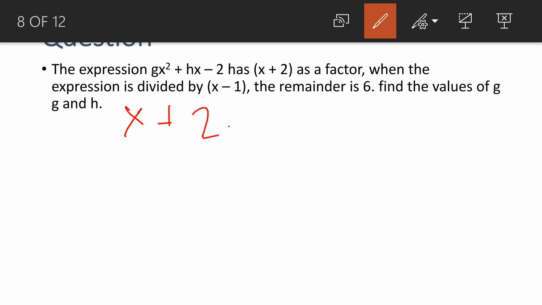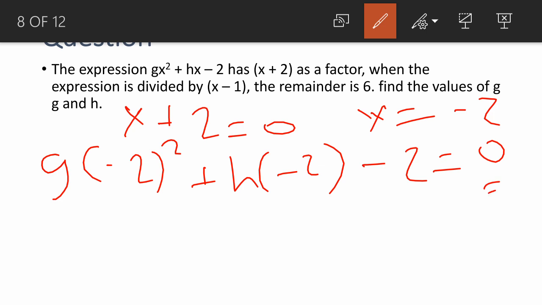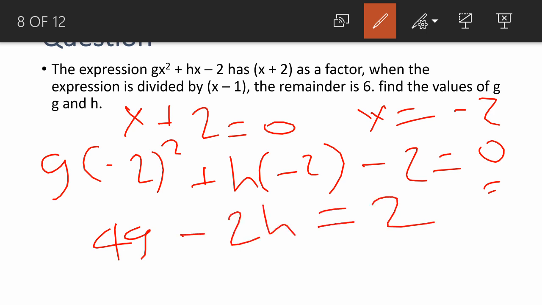If we equate x plus 2 to be 0, it means that x is equal to minus 2. Okay, now if we substitute minus 2 into that equation, we are going to get g into minus 2 squared plus h into minus 2, then minus 2 equal to 0. Equal to 0 because we are told it is a factor. So if we open this now, we are going to get 4g minus 2h equal to 2, which if we divide through by 2, we are going to get 2g minus h equal to 1.